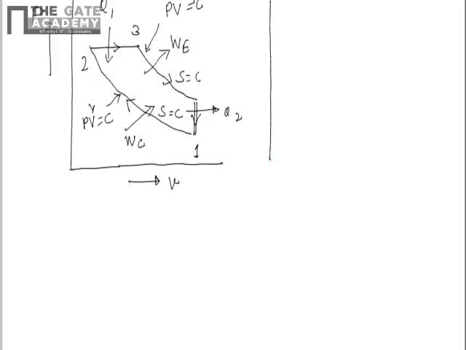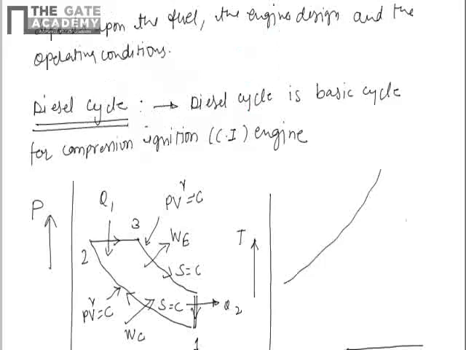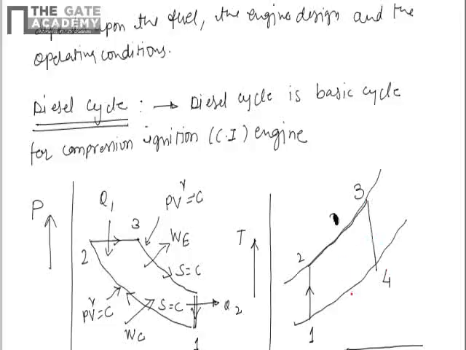Now I will consider the same cycle on the TS diagram. These are the constant pressure curves. Again you start 1 to 2 isentropic compression, 2 to 3 constant pressure heat addition, 3 to 4 again isentropic expansion, and 4 to 1 heat rejection. So this one is a typical representation of the diesel cycle on the TS diagram.